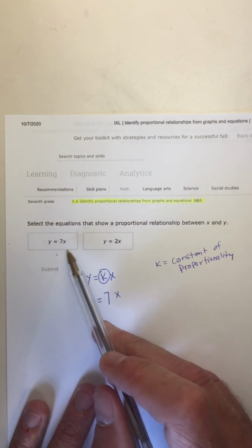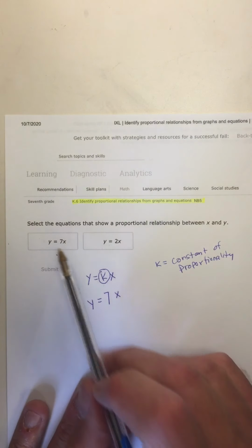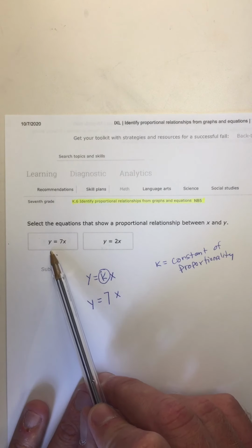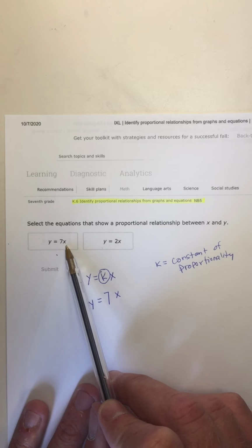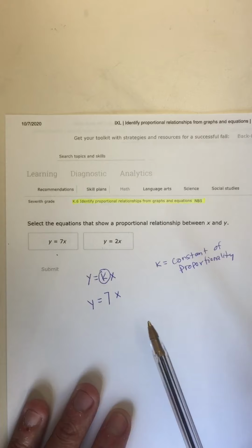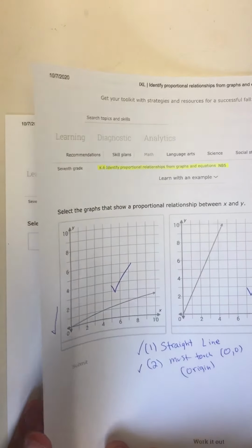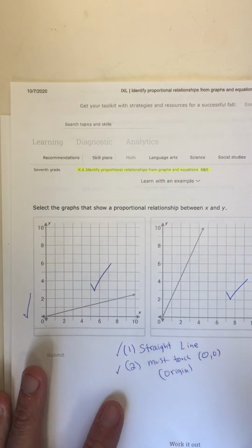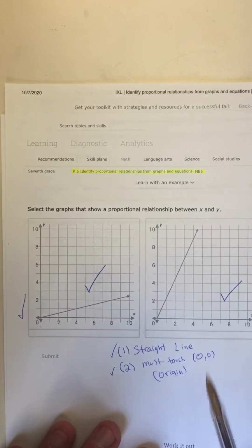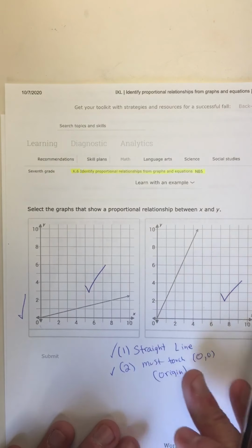So both of these are in fact proportional relationships. So we know that they're proportional because the only thing that's there is y equals 7x. There is nothing else that is associated with it. And if you think back to the picture before where we said that the proportional relationship in a graph must touch 0, 0. It's a straight line that touches 0, 0.